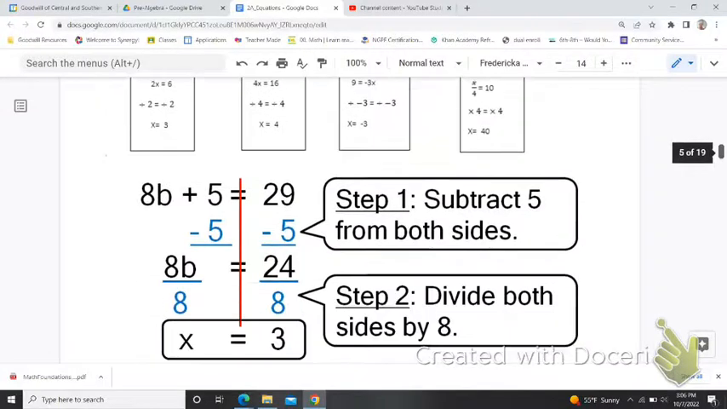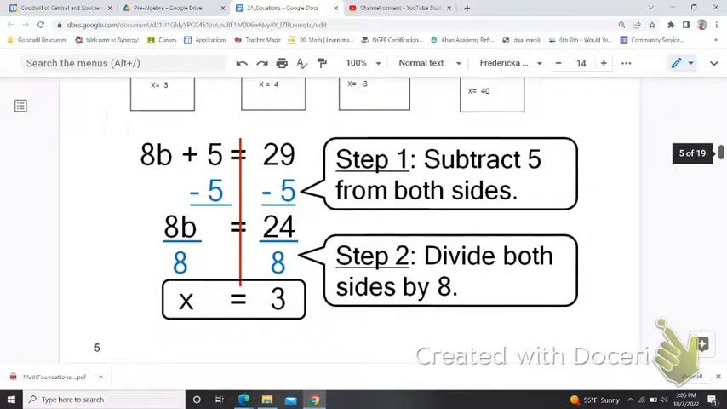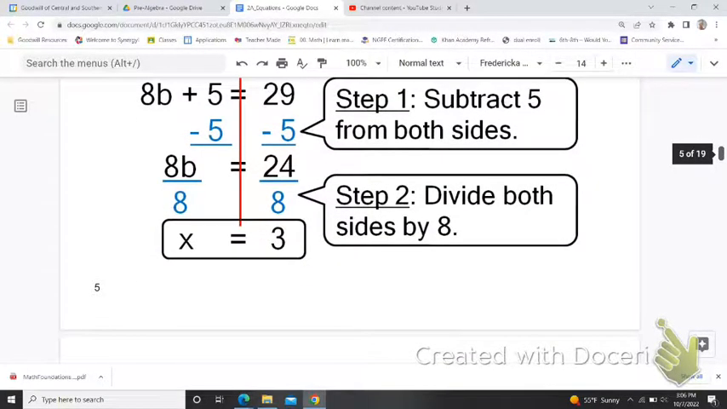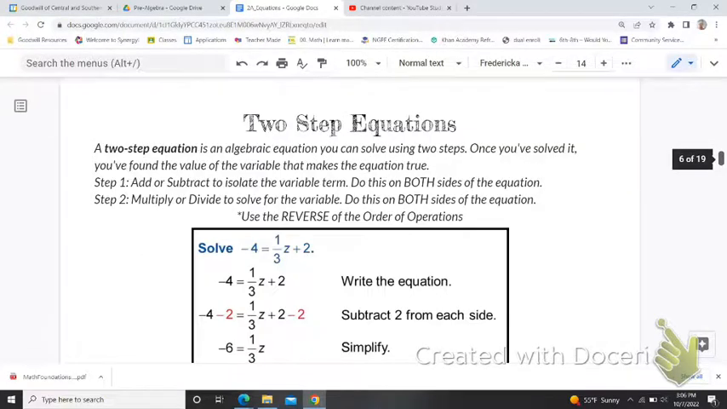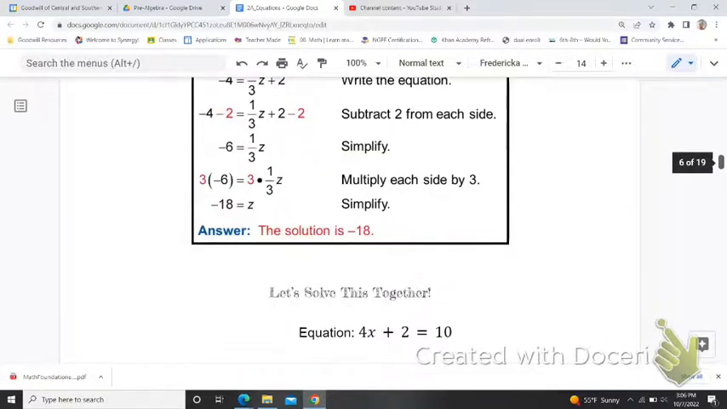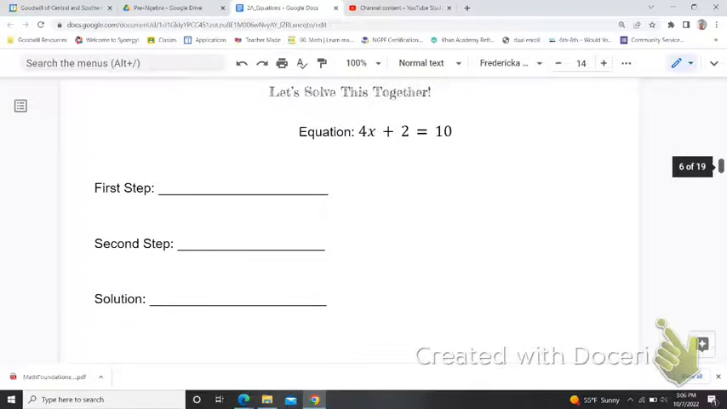So you see you've got some here that are already done for you. You can go back over those. I'm going to go on to some that are not already done. We'll look at this one here that says let's solve this together. And I'm actually going to write out in words what I'm doing over on the first step, second step, and I'll write the equation over here to the right.